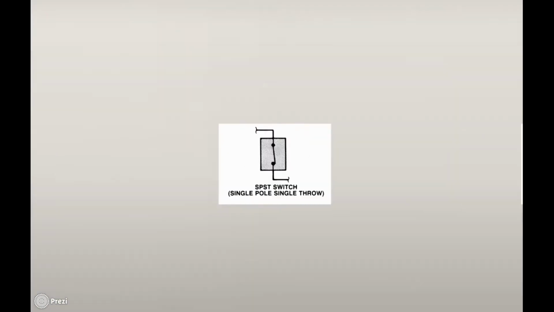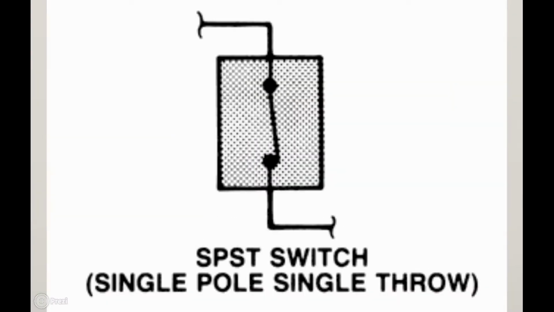Control devices are another necessary component of a circuit in the automotive field. And so we're going to look at some of those now. Here's an example of a single pole, single throw switch.